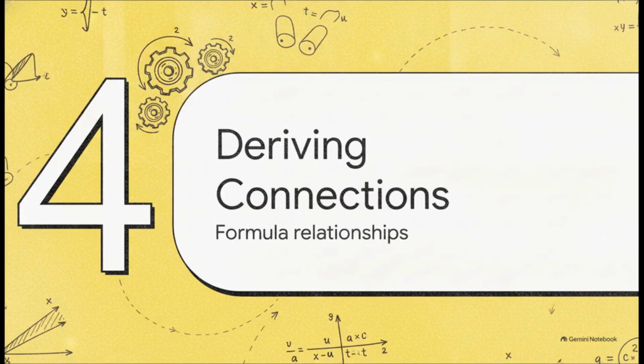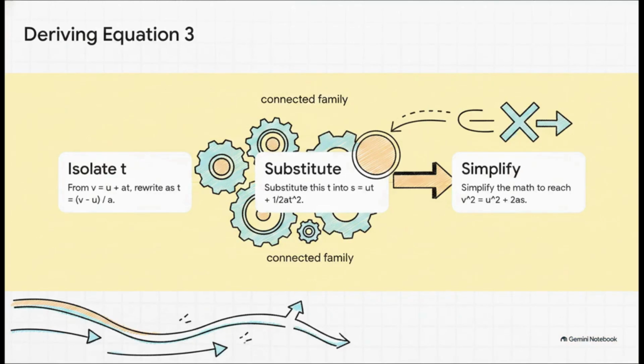Which leads us perfectly into part 4, deriving the connections. Let's take a quick peek behind the curtain here. We can actually mash equation 1 and equation 2 together to magically create equation 3. If you mathematically isolate t in the first formula, you can inject that straight into the second one. Once you simplify the algebra, the t just vanishes completely. This just goes to show that all these formulas are built from the exact same foundational DNA.